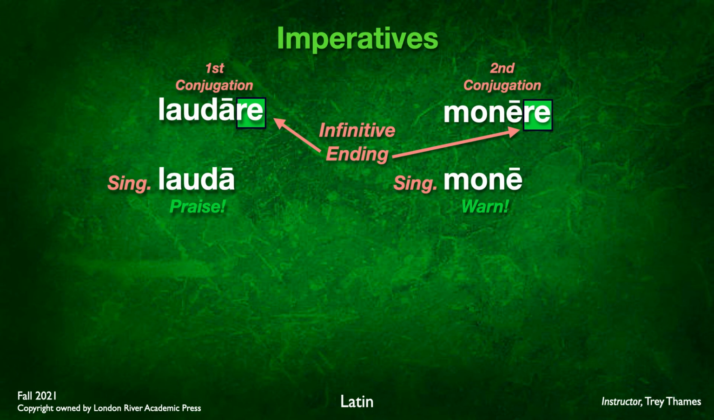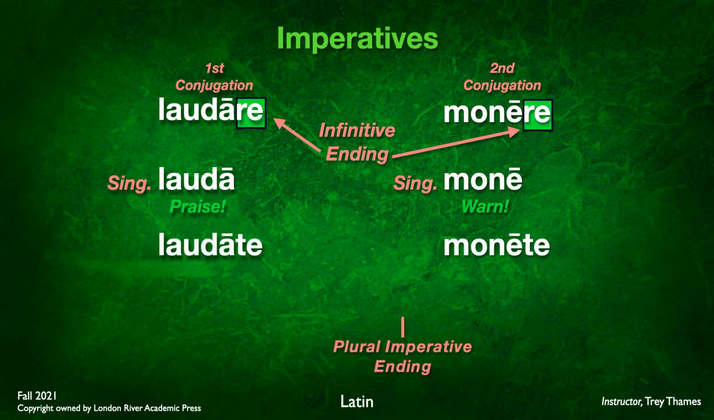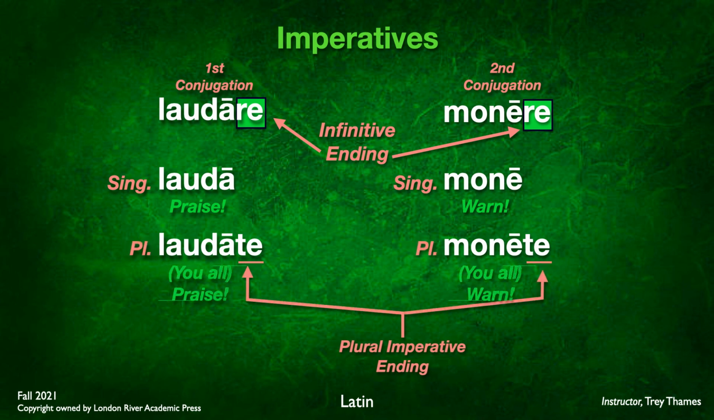That is imperative singular. Now, if you want to make it plural, if you're going to tell a bunch of people, more than one person to praise, you would take that, lauda, and simply add the te ending. And that would give you laudate or monete. And that simply is praise. I'm telling you all to praise, or I'm telling you all to warn, monete. And so, pretty simple. Imperative is simply the infinitive. Drop the ending. There's the singular, lauda. Add a te, you get the plural, laudate.